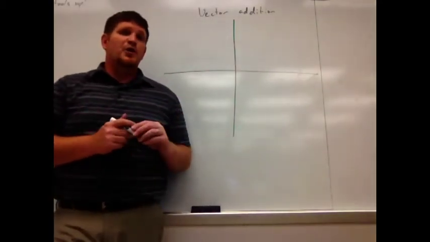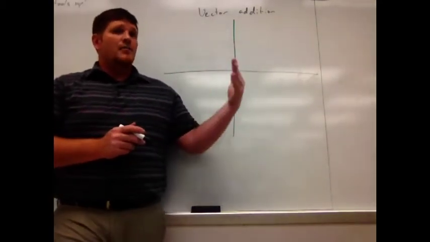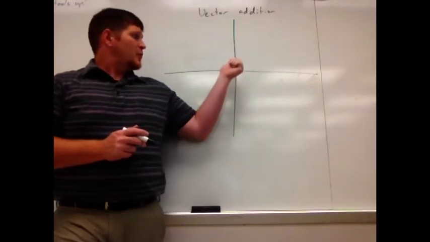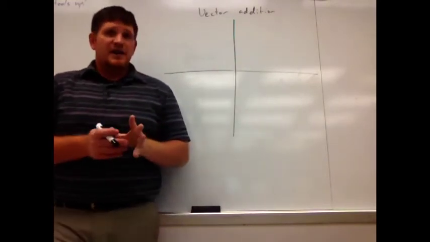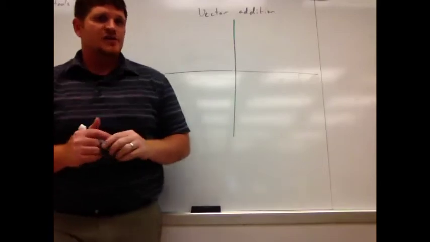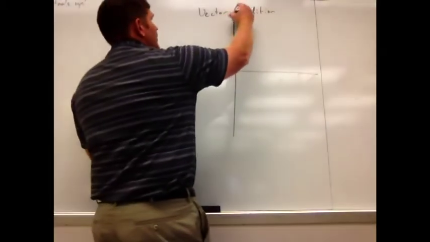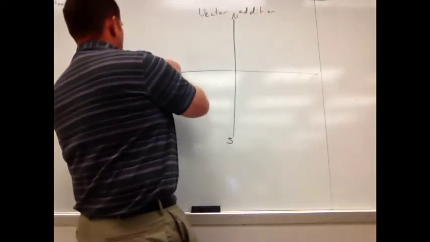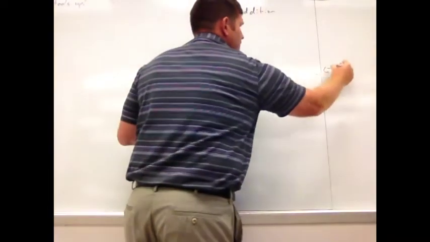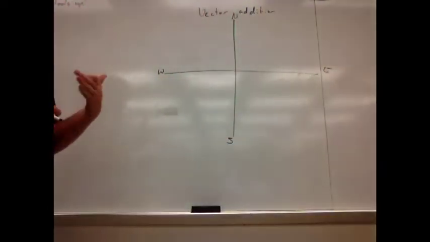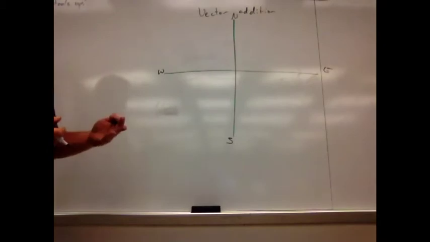All right, today we're going to work through vector addition. When we talk about vector addition, we first want to make sure we're good to go on the coordinate system. So remember, we have north, south, west, and east. Now we can put that into degrees.